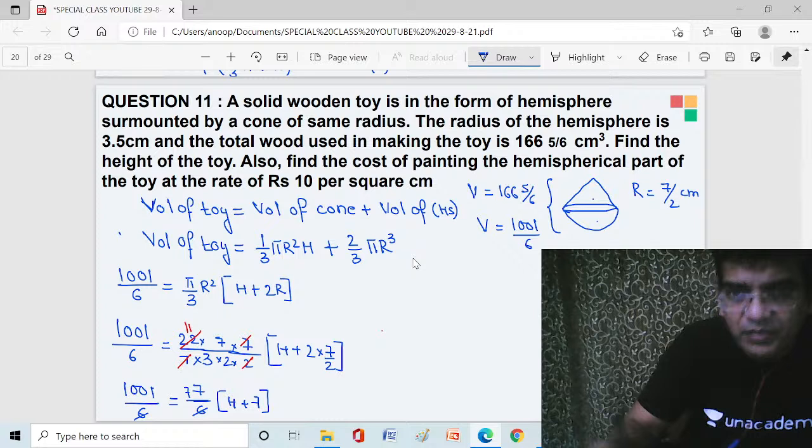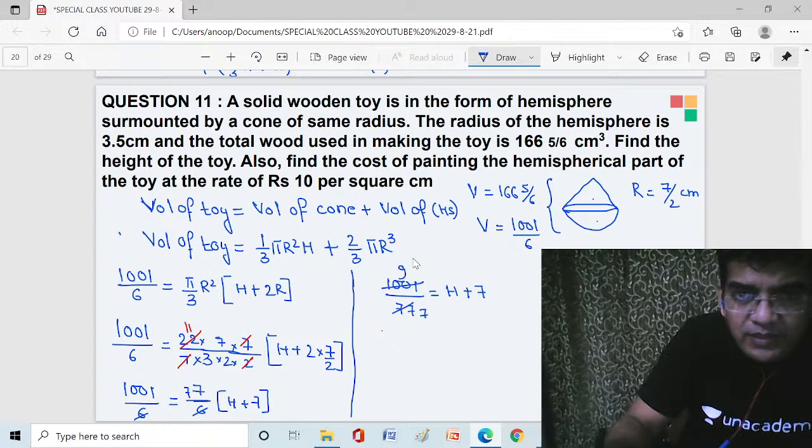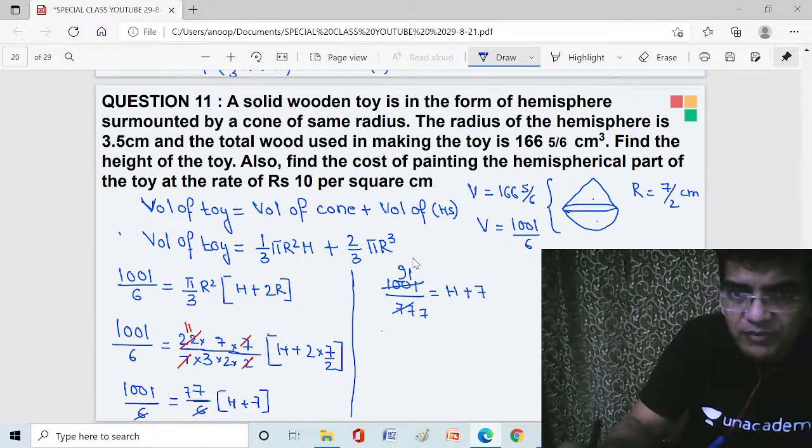Now let's reduce these. When we are reducing it by 11, 11 7 the 77, 11 9 the 99, 11 1 the 11. Then again you can reduce it by 7, 7 1 the 7, 7 3 the 21. So on the left side you are left with 21, and on the right side it is h plus 7, right?